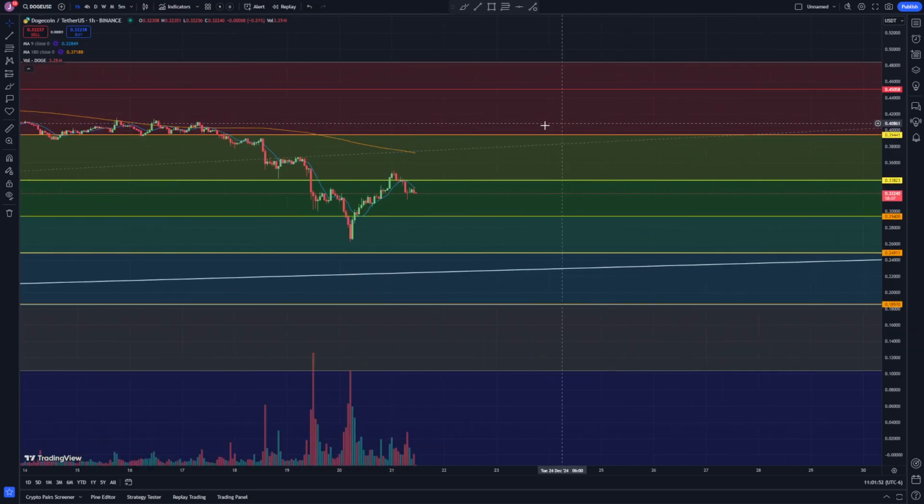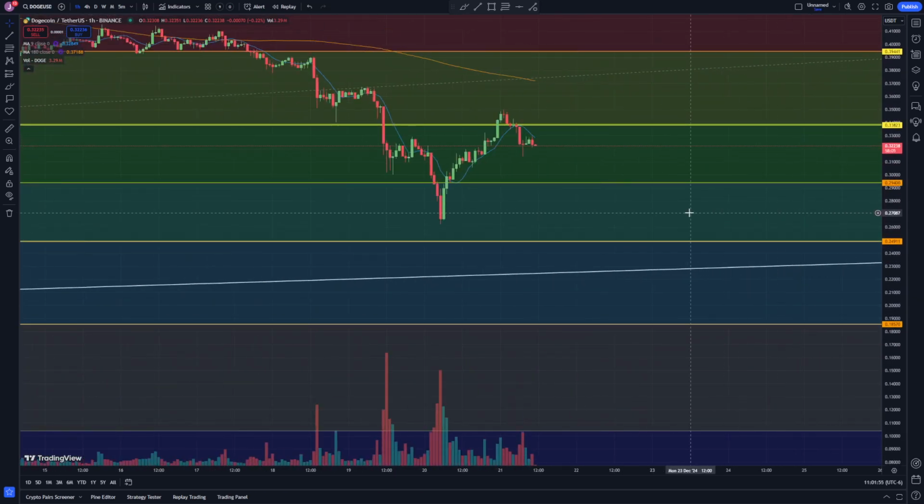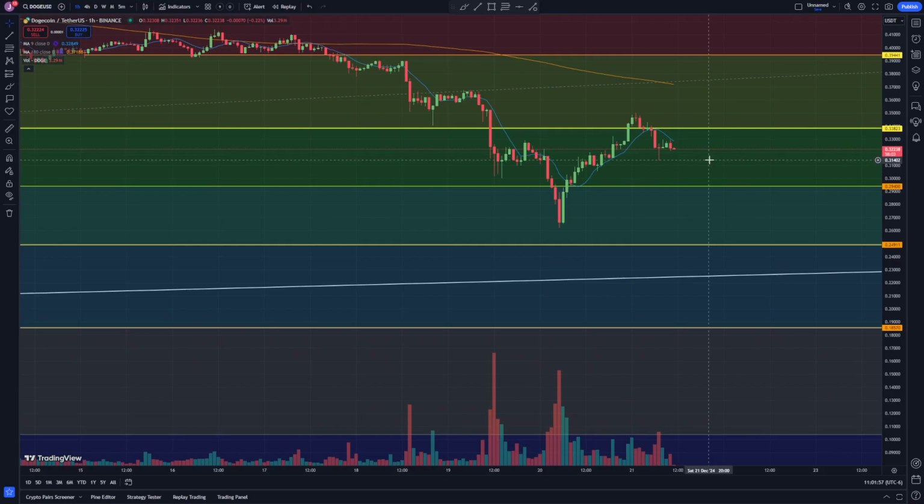Take a look at it on your own chart, tradingview.com. It's free. Get an account.